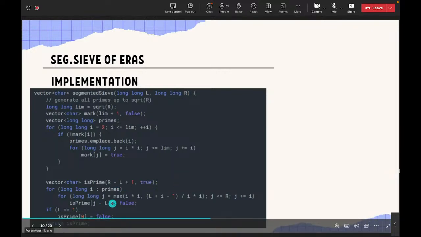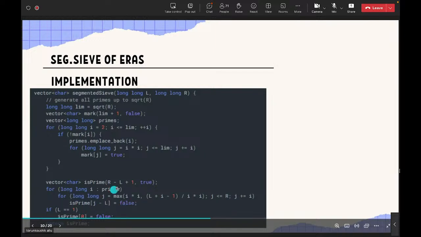So the vector cannot store all the values from 1 to r. So we will take an interval, is_prime[j - l] equal to false, which is relative to L, such that the interval doesn't get much longer and we can store all the values in the vector of characters. So same as this logic, all the composite numbers we'll keep on marking false.